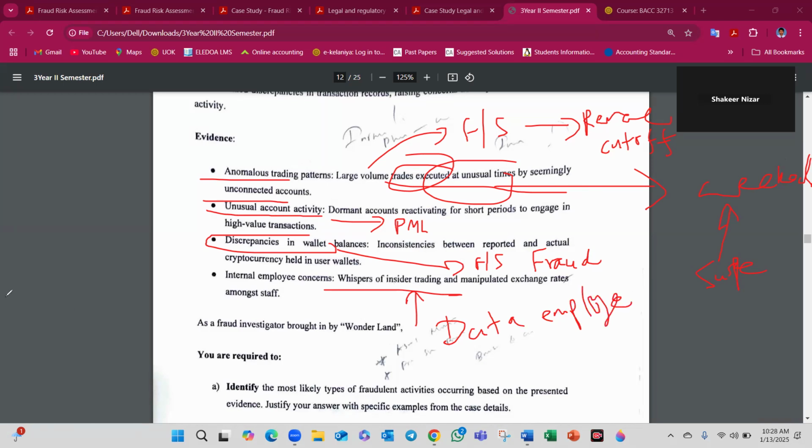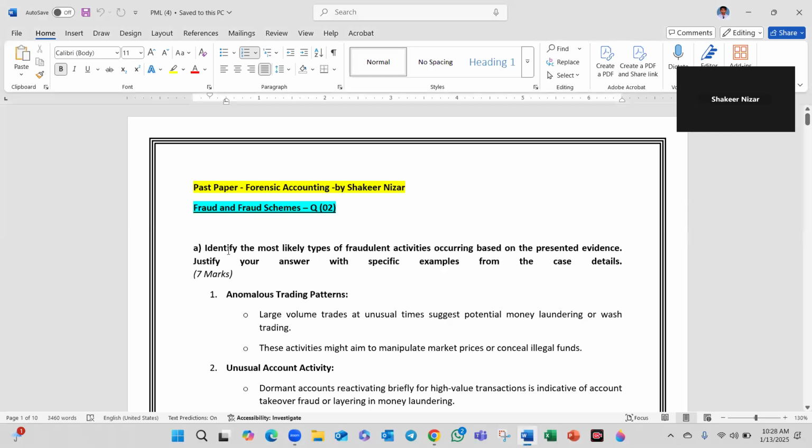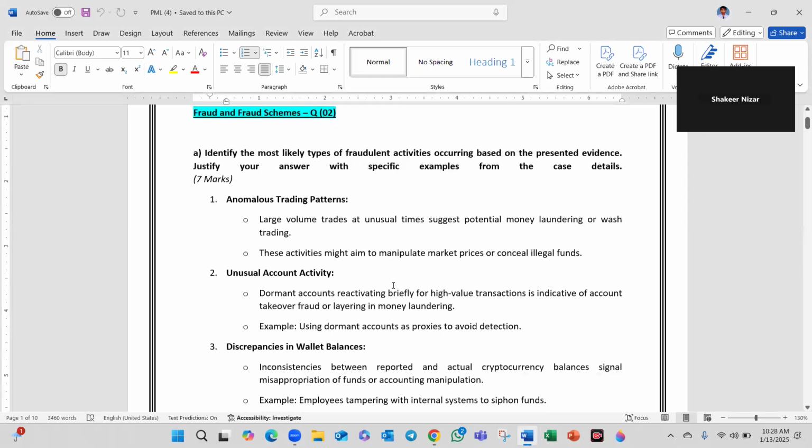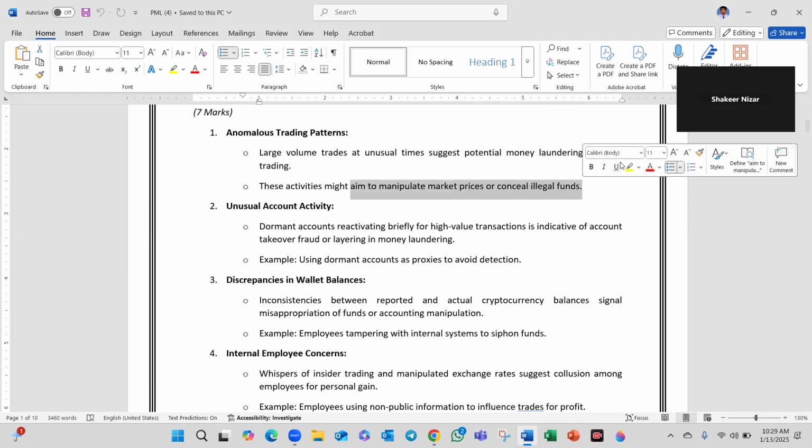The answer should be like this. If I go through the answer sheet, even you can think and write. Identify the most likely type of fraudulent activities. Anomalies in the trading pattern. Large volume of trades at unusual times, such as potential money laundering or wash trading, window dressing. These activities might aim to manipulate market prices or conceal illegal funds.